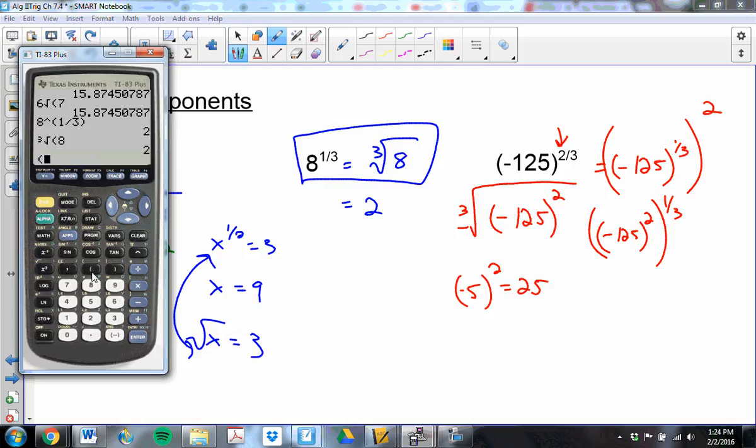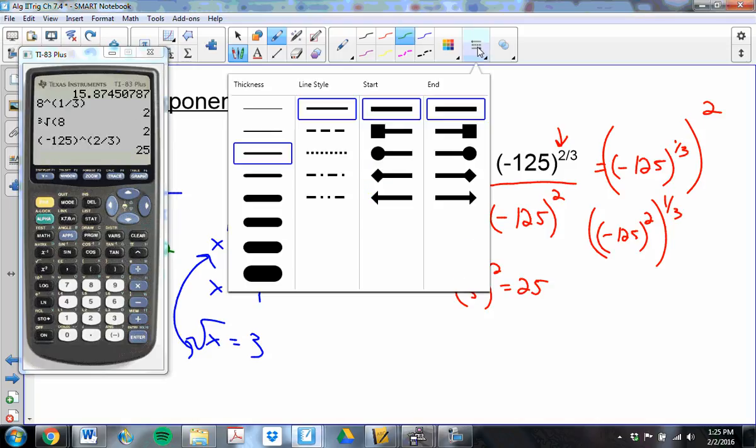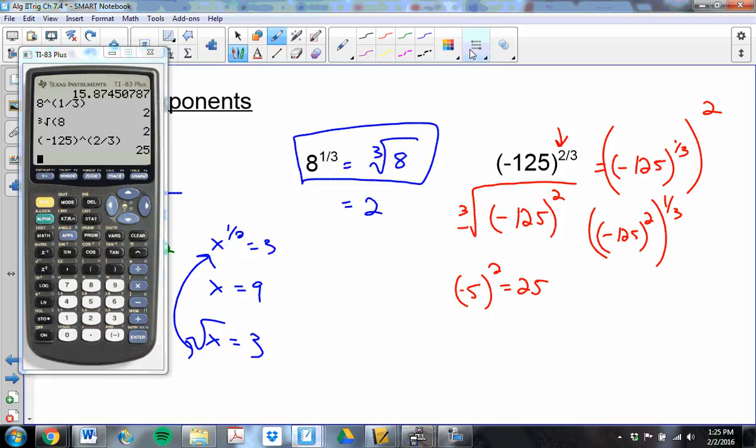In parentheses, I'll do negative 125 to the 2/3. It's 25. And if you wanted to get real dirty, you could do like 16 to the negative 3/4. Ugh. But you'll see this. You have to deal with this. 16 to the negative 3/4. A negative power flips a fraction over. It's 1 over 16 to the 3/4. That's what the negative power does.